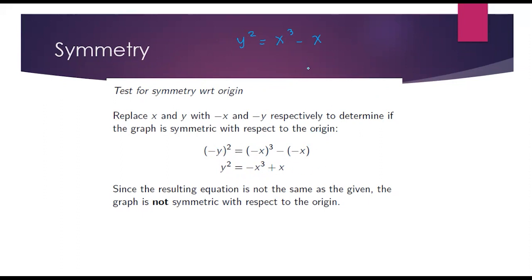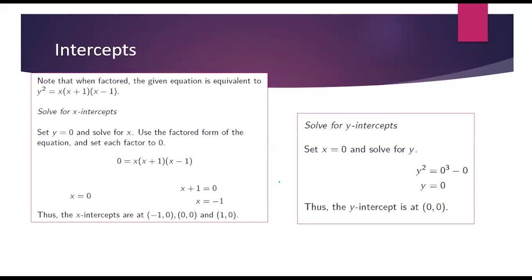Comparing now the signs, this is different from the original equation, and therefore we can say that this is not symmetric with respect to the origin. How about the intercept? Again, you have to get the factors of the right side in order to find the x and then the y intercepts. Now to find the x-intercepts, you're going to set y, or the left side, to be equal to 0, and then you're going to solve for x.